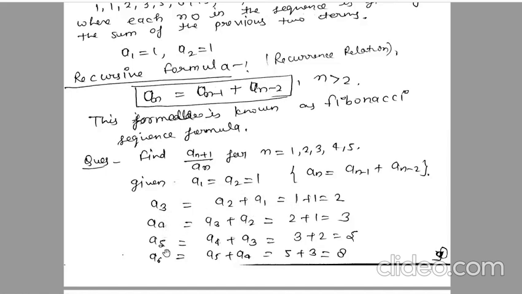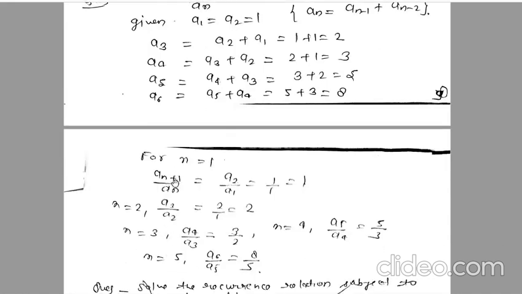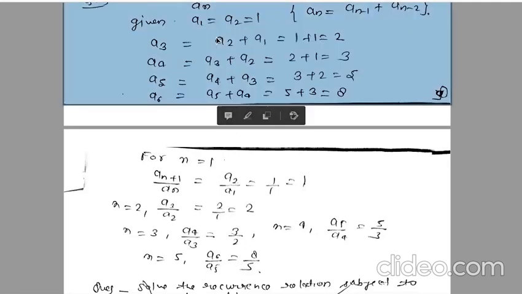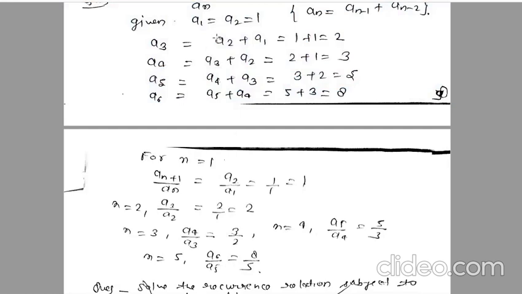Already these values are given, so we can find a4, a5, a6, right? And we need to calculate a_(n plus 1) upon a_n. So for n is equal to 1, n is equal to 2, n is equal to 3, n is equal to 4, n is equal to 5, right? We have all our values a1, a2, a3, a4, a5, a6. So till a6 we will find all the values, for n is equal to 1, 2, 3, 4 and 5, right?